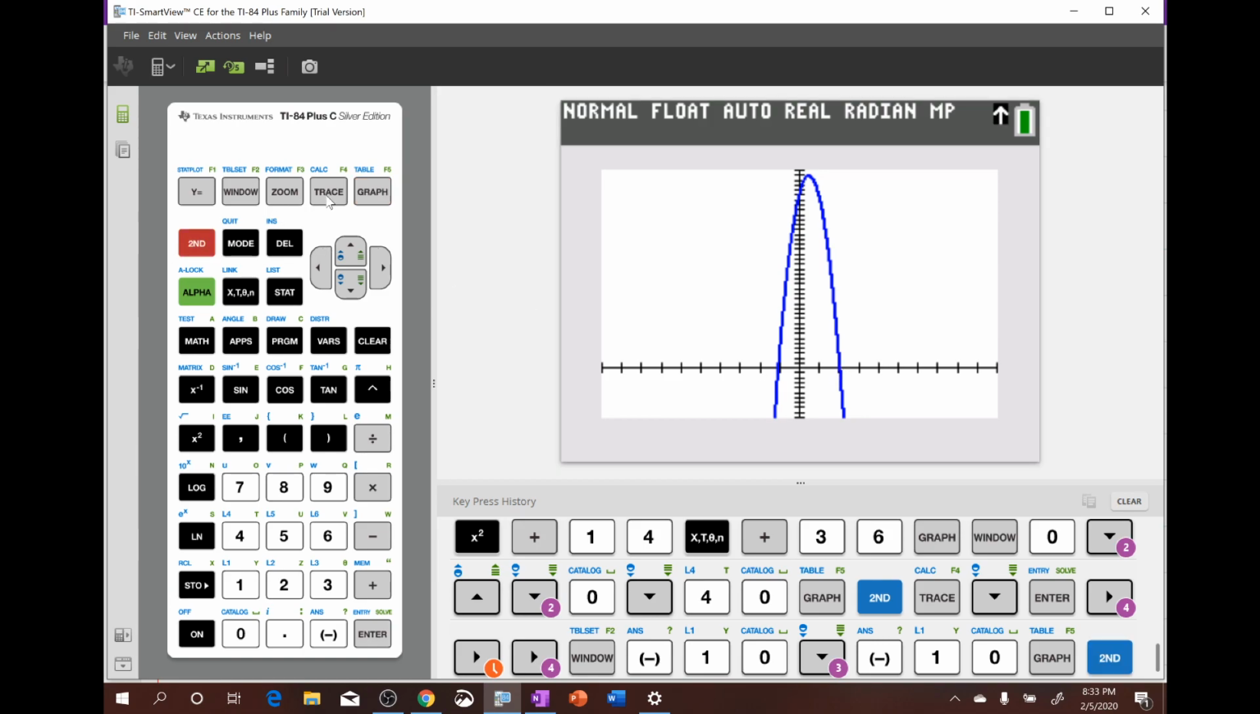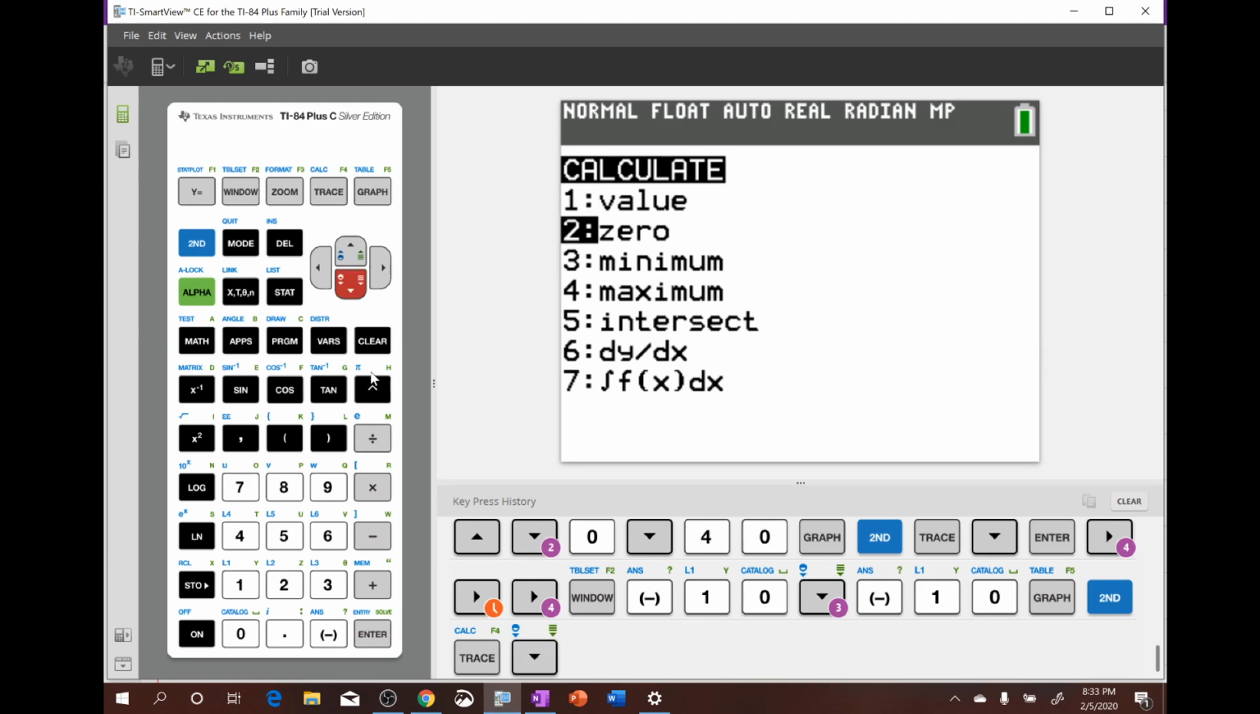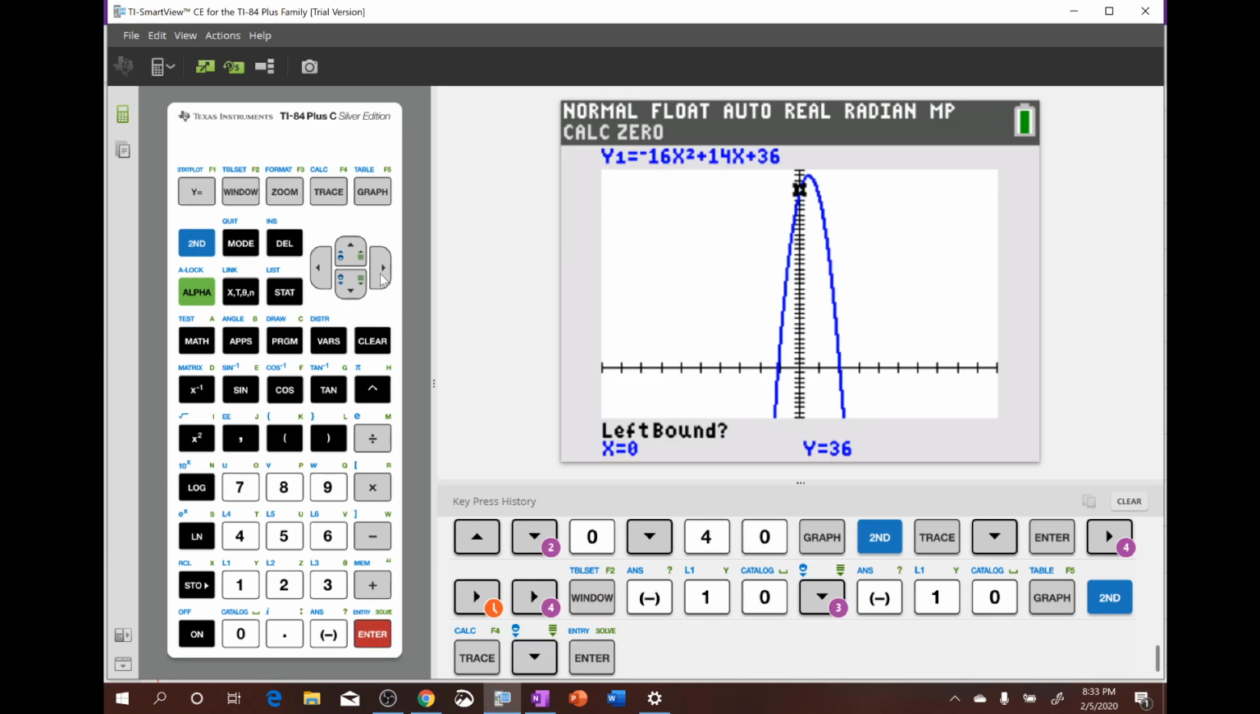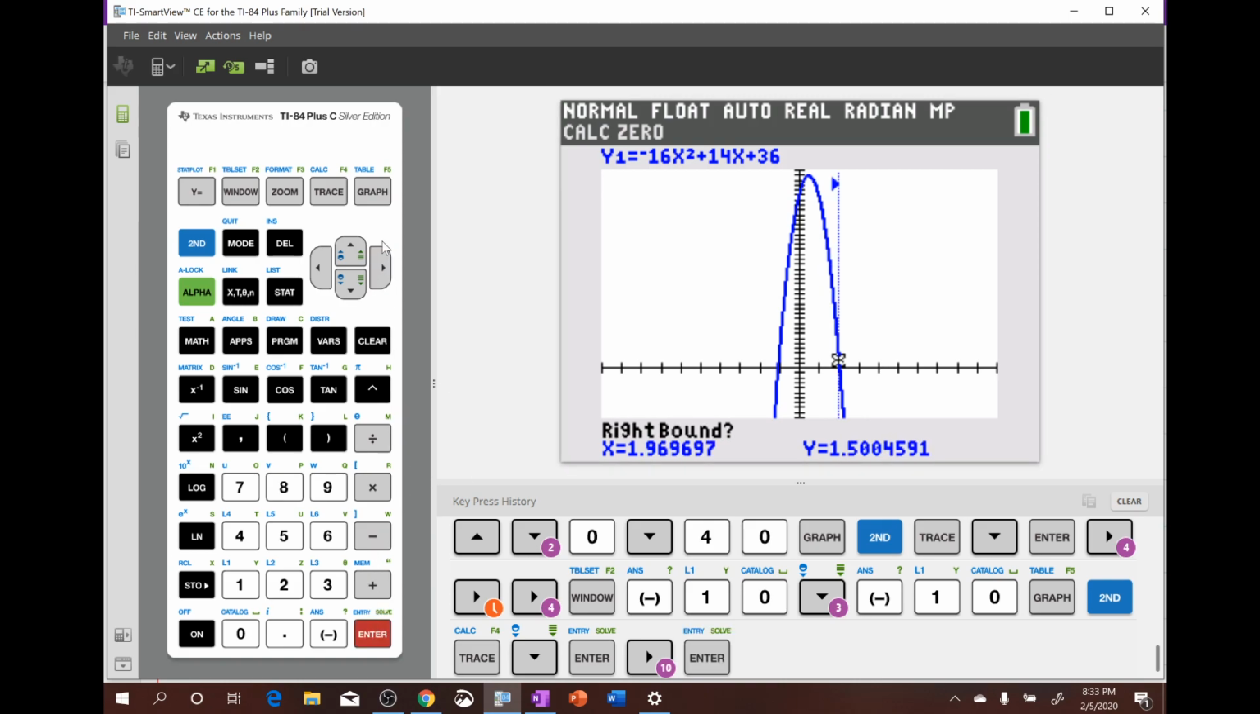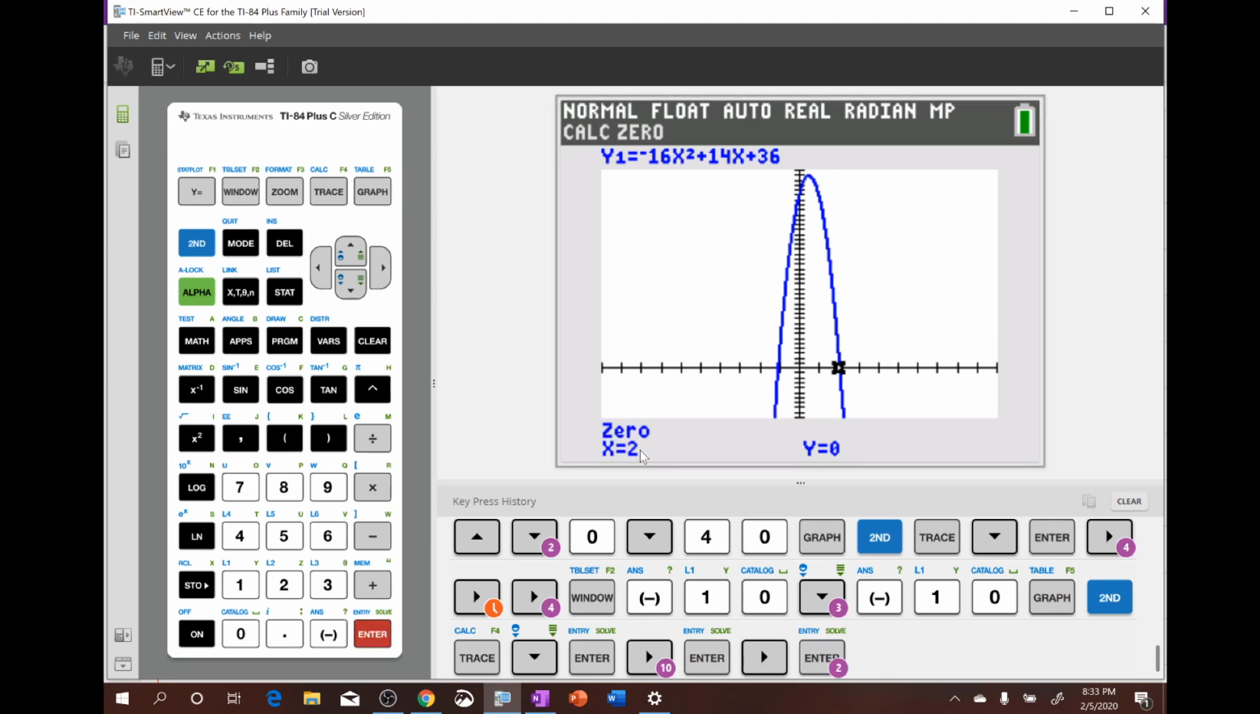So second, trace 2. Let's go down here and put our left bound just above the x-axis and then the right bound below the x-axis. And let's see what it is. It says x is 2. So what that means is he's going to hit the water 2 seconds after he dives off the diving board. All right?